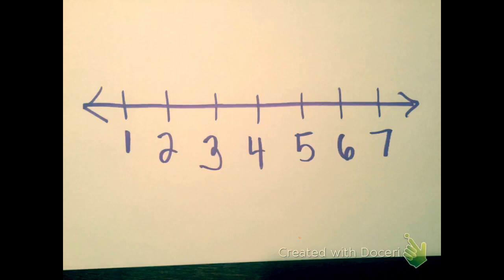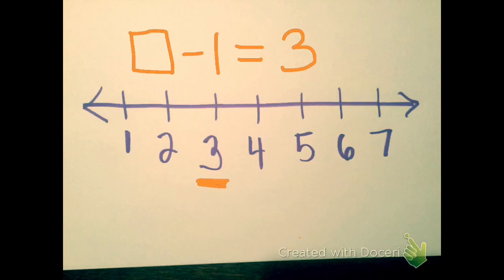We can also use the number line to solve a problem like a mystery number minus 1 equals 3. So I know I'm going to end up at 3, and I got there by taking away 1 or moving back 1 on the number line. So if I moved back 1 on the number line and I landed at 3, that means that I started at 4. So I can put 4 for my mystery number. 4 minus 1 equals 3.